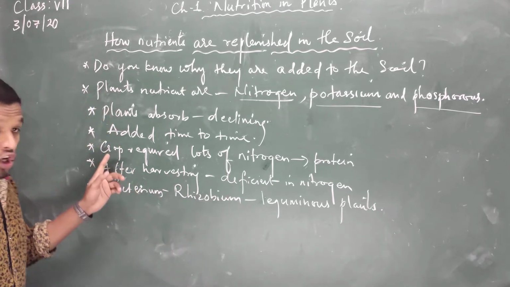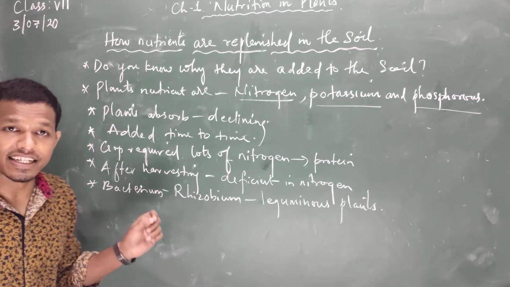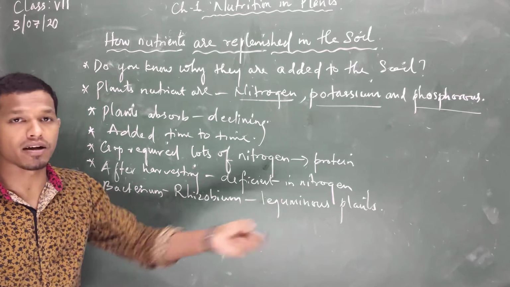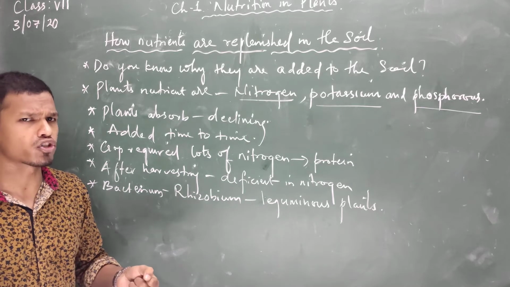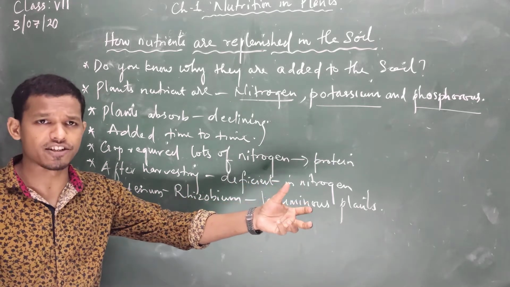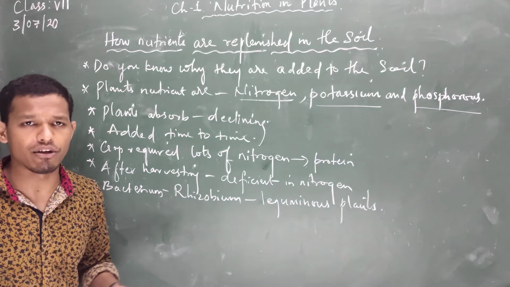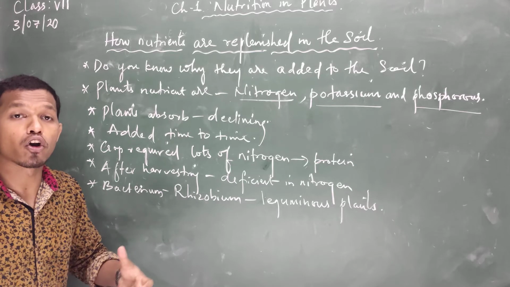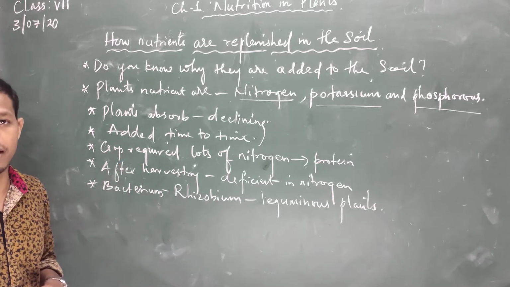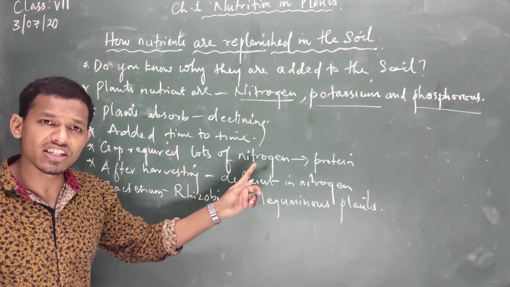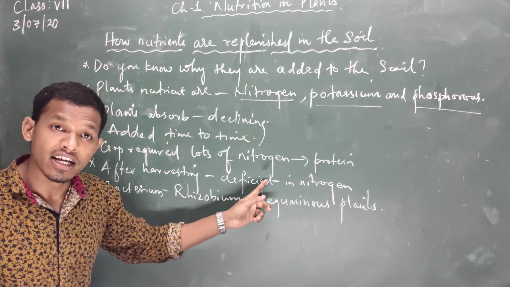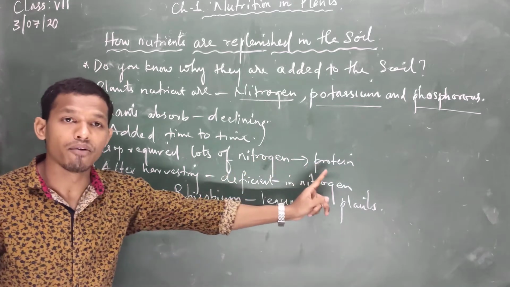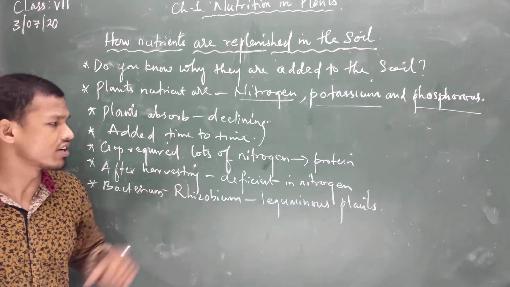But crop plants need more nitrogen, and we cannot most often obtain it from the fertilizers, or it is not sufficiently available in the fertilizers or manure. So a lot of nitrogen is required by the crop plant. Why is it required? This nitrogen is converted into protein. Therefore, crop plants require more nitrogen.